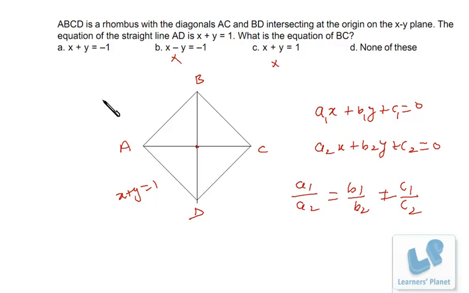So this is incorrect. So we are left with x plus y is equal to minus 1. Obviously this and this, the length from the origin will be same. So x plus y is equal to minus 1 will be the correct choice for the equation of BC, right? You need to keep this concept in your mind, otherwise there is no paperwork required at all.